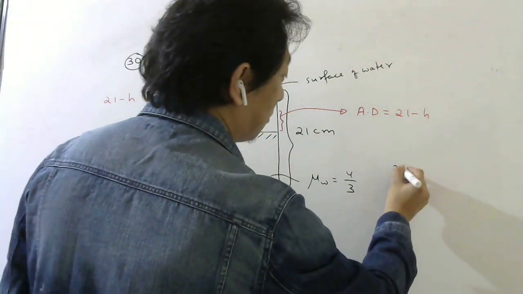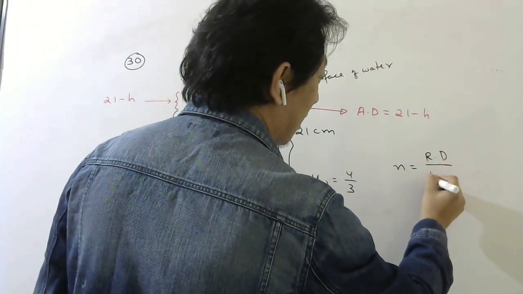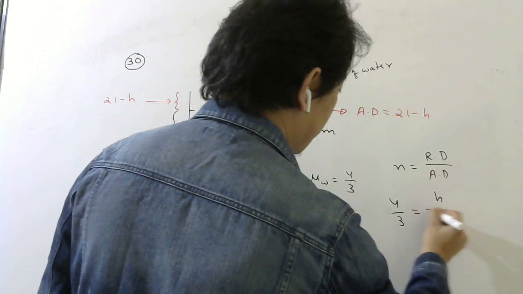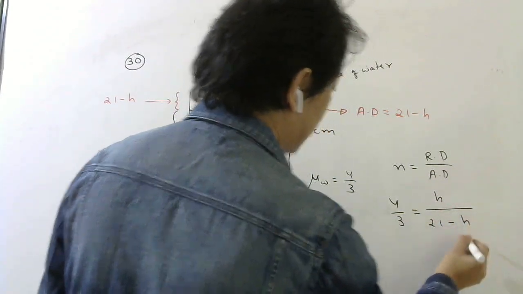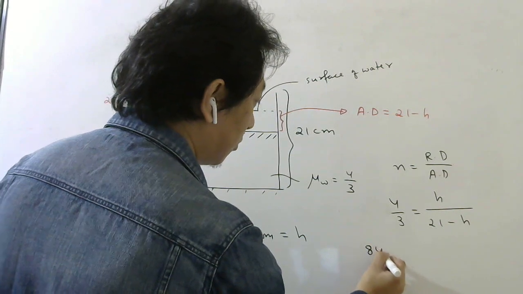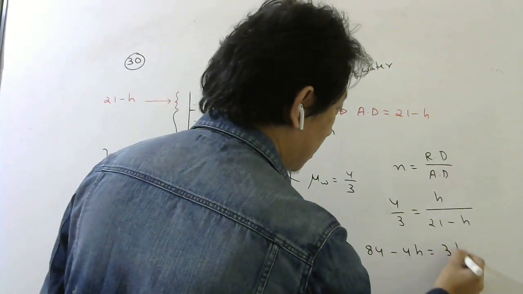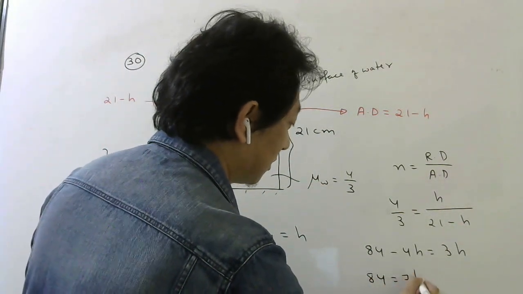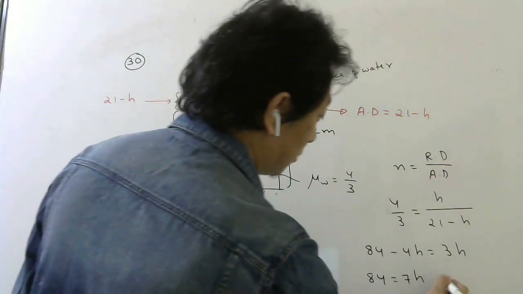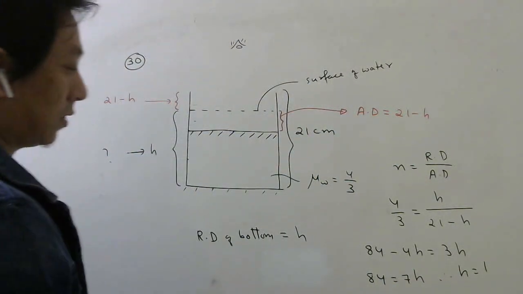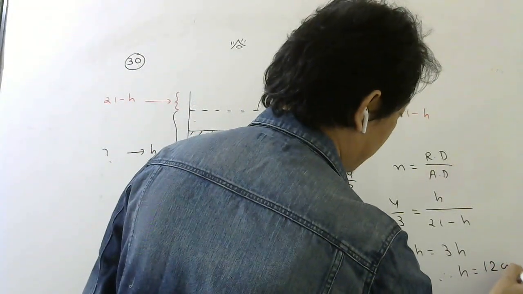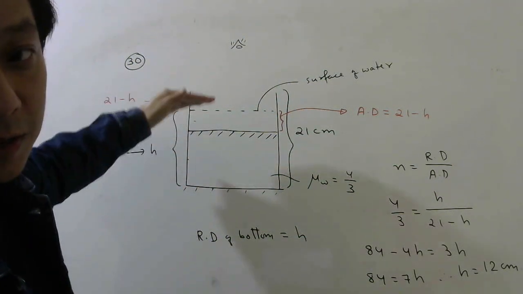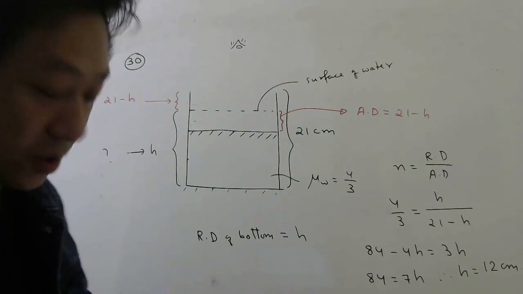So we know the formula for refractive index, real depth by apparent depth. Refractive index is given 4 by 3, real depth is h, apparent depth is 21 minus h, cross multiply, 84 minus 4h is equal to 3h. So 84 will be 7h. So therefore h will be 12. So you should pour the water up to 12 centimeter. Okay. Option C.